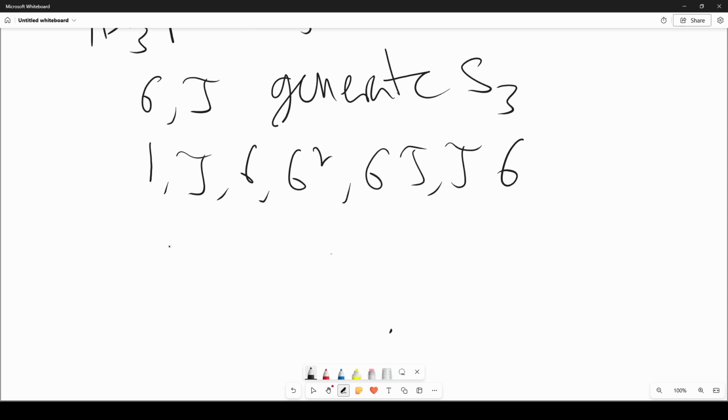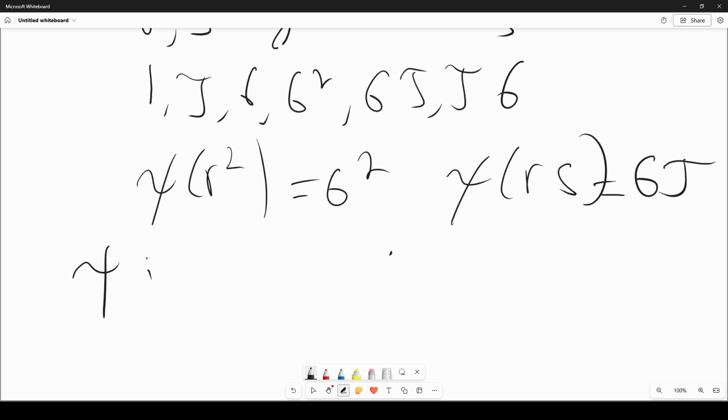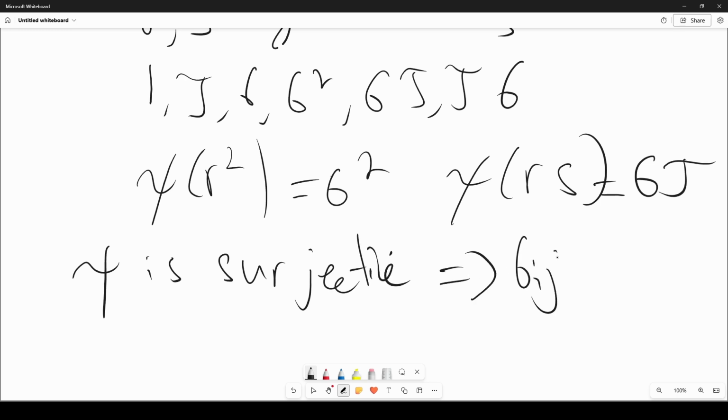What this means is if I want to get sigma squared, I can just take psi of r squared, which equals sigma squared. And so I can basically generate any of these elements by taking some combination of psi of r and s, and I get another element. For example, this one will send to sigma tau. So clearly, psi is surjective. But like we said, that's enough to imply it's bijective in this case. So thus, psi is an isomorphism.